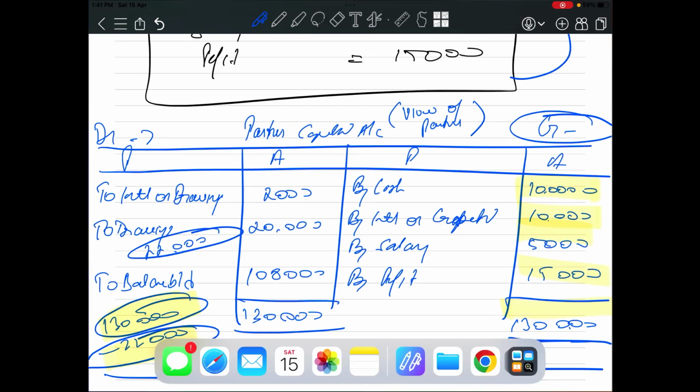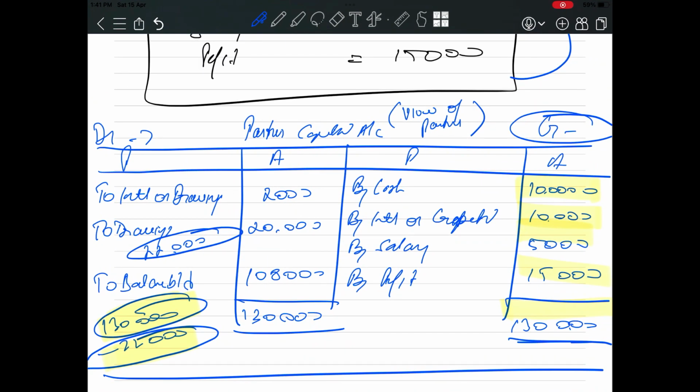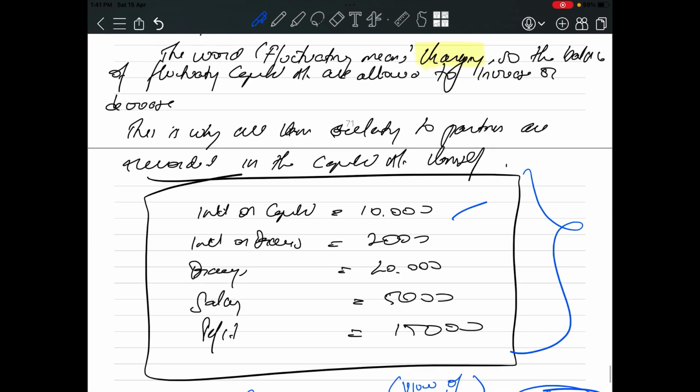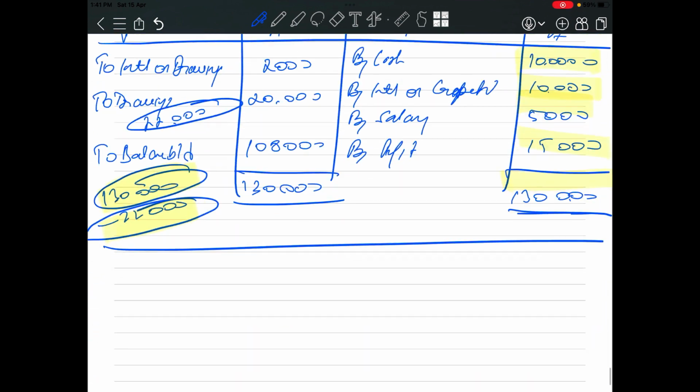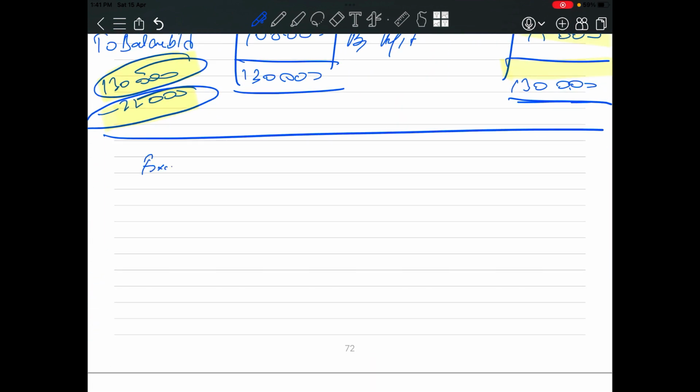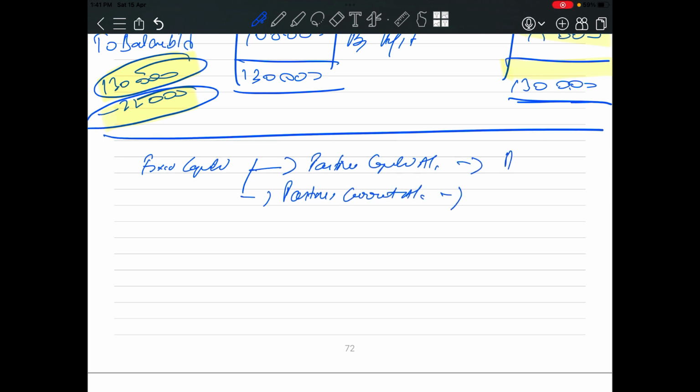Simple. So this is how we treat partner's capital account in case of fixed and in case of fluctuating. Okay, if I have to sum up, in case of fixed capital account, we will prepare two accounts. Okay, one is partner's capital account and the other one is partner's current account. Simple. Partner's capital account will only have the initial capital.